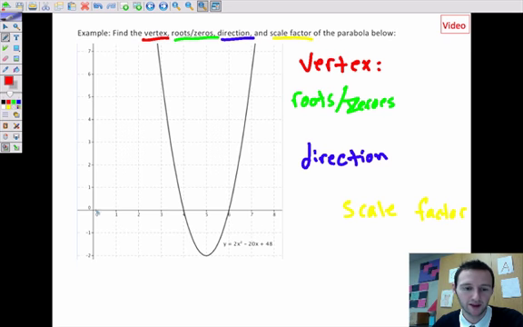Obviously, the parent function is here at 0, 0, so the vertex has moved down here. In this case, for this parabola, it's the minimum point. And that vertex is just, if you just count, the coordinates of that vertex are 5, -2.